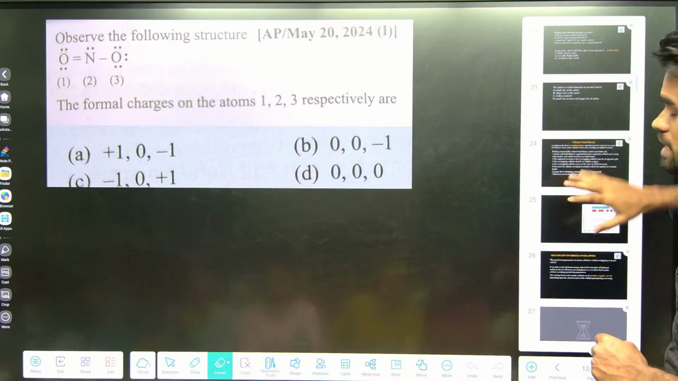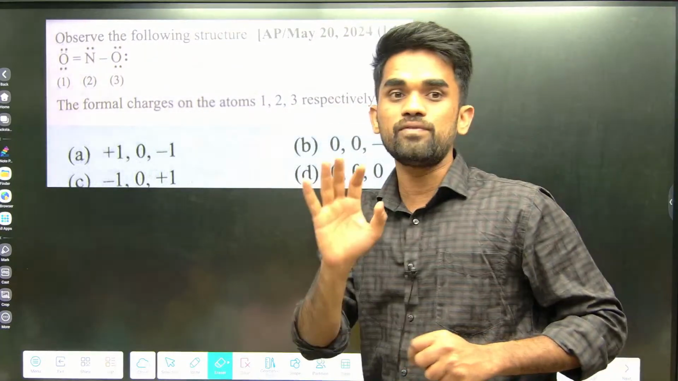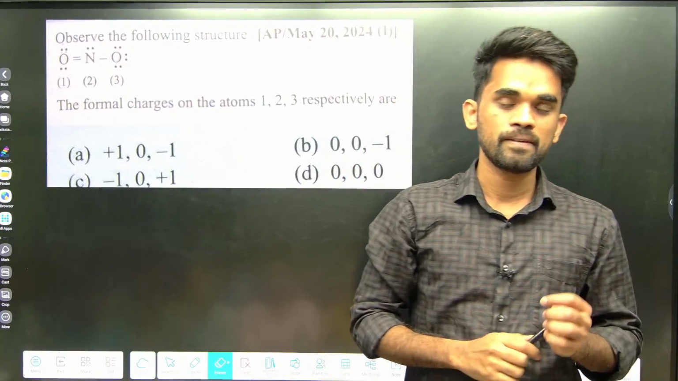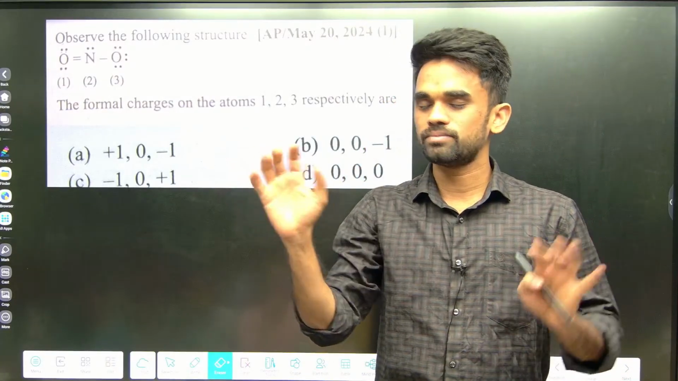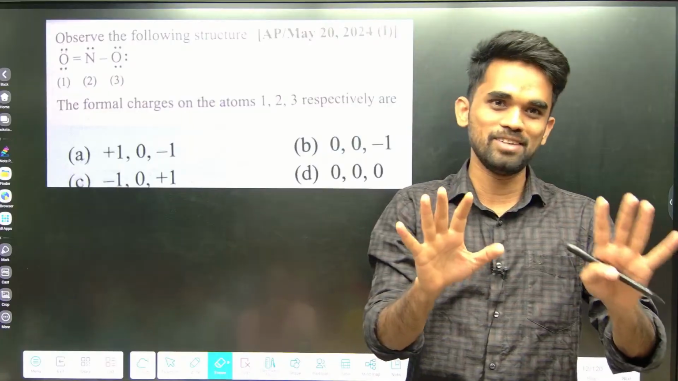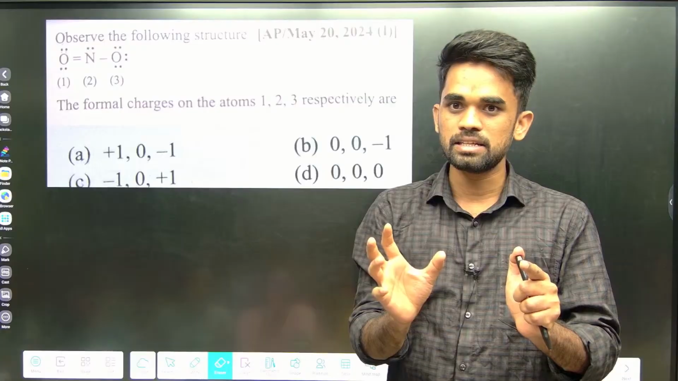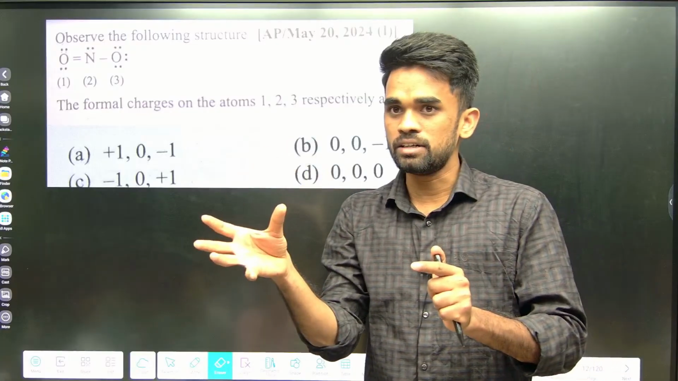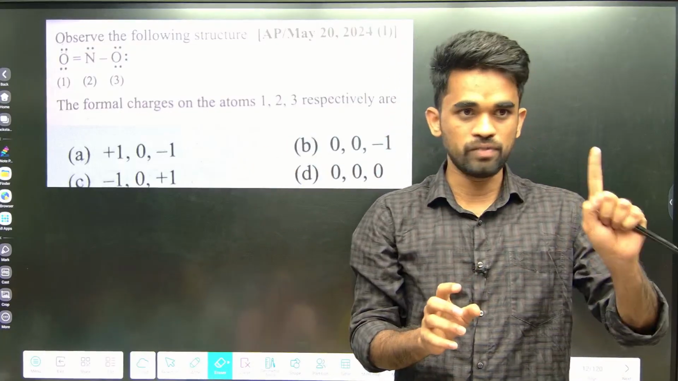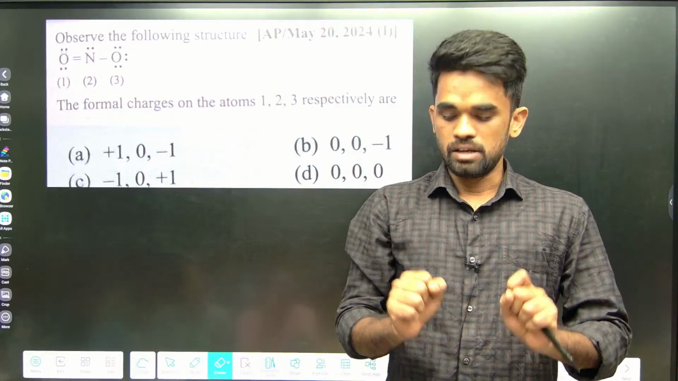Before that, we discussed Fajan's rules. What are the 5 rules I told you? You just say yes or no, that's it. See, Fajan's rules explain the covalent character in ionic compounds. First thing is done. Next one.